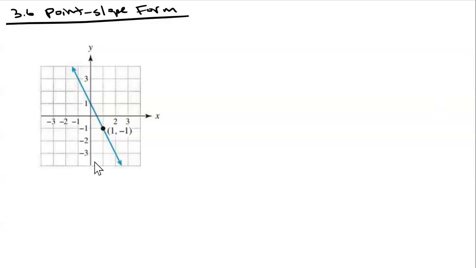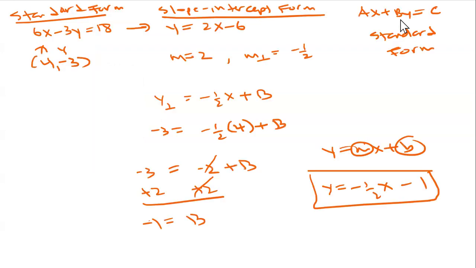Okay, so we're starting another section here. This is section 3.6, which deals with the point slope form. So there are three forms we need to know, okay? And we already talked about two of them. One is in standard form, ax plus by equals c. The other form is slope-intercept form. Basically, it's y equals mx plus b, right?